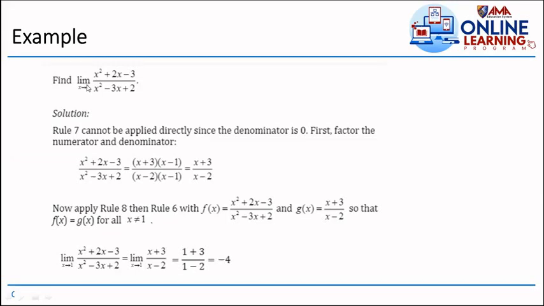Ibig sabihin po nun, since our limit is positive 1, so we have a common factor which is x minus 1. So kung ano yung sign dito, dapat baliktad po siya dito. Kung positive, dapat negative dito. So x minus 1 sa baba, x minus 1 din po siya sa taas. Okay? So ganun po yung paghanap ng common factor nila. You have to base that on our limit. X approaches to 1, so your common factor, since this is positive 1, is x minus 1.